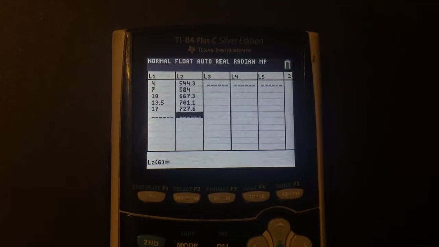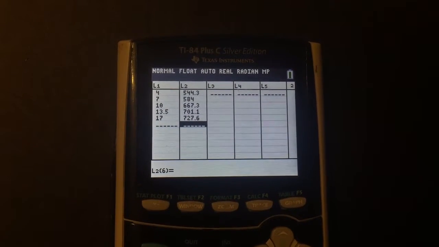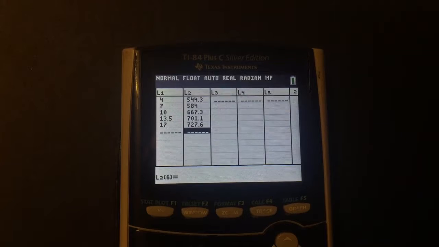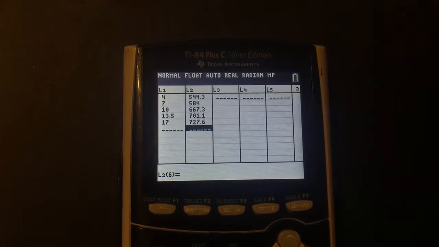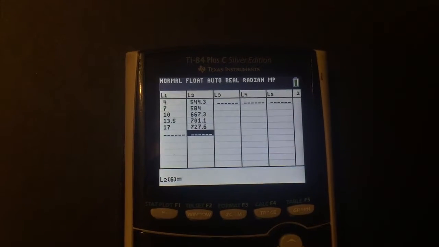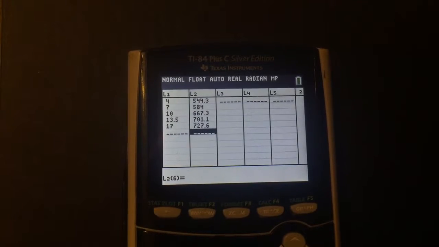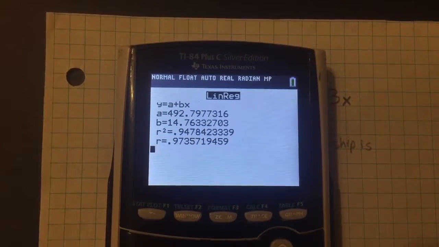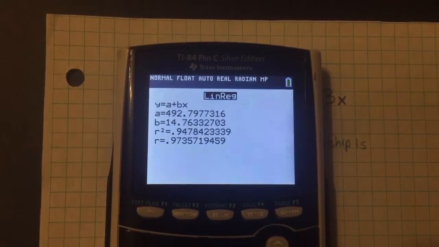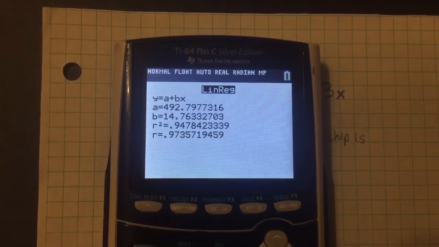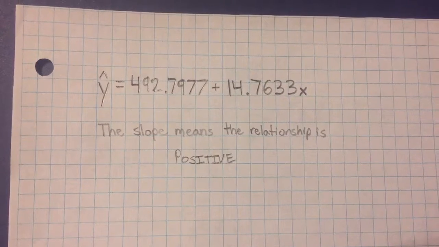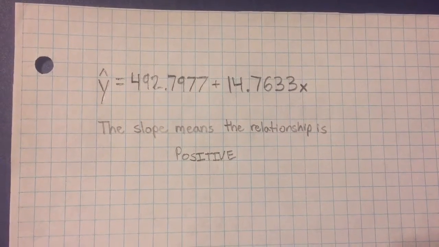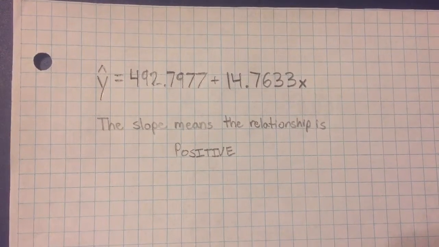For the advanced question, again, we need to go to stat edit and put in for list 1 the representative age, and for list 2 the median distance walked. And then to find the least squares regression line, we can go to stat calc 8 for the linreg again. And this is the equation for that. And the slope of this means that the relationship is positive.